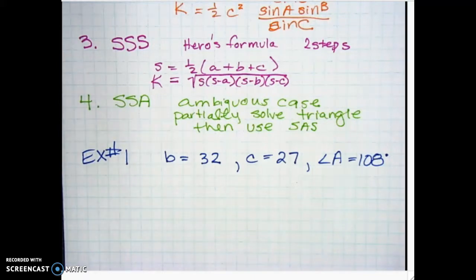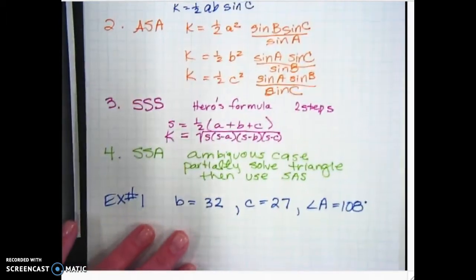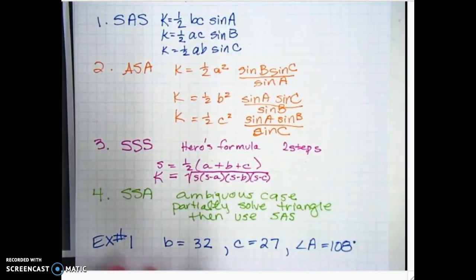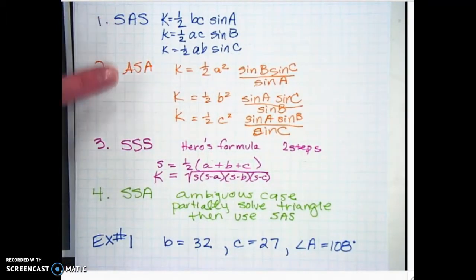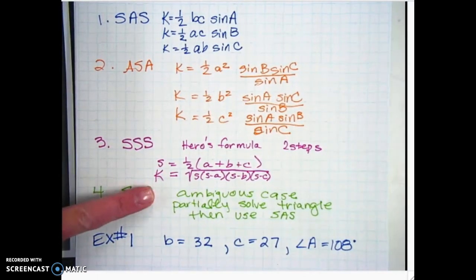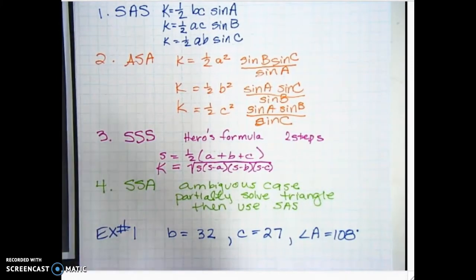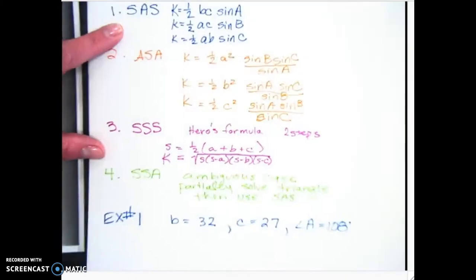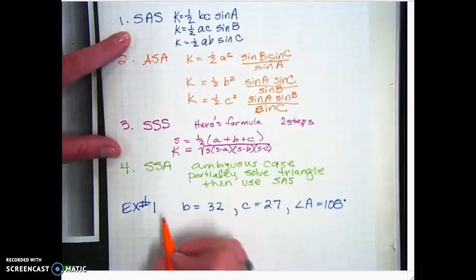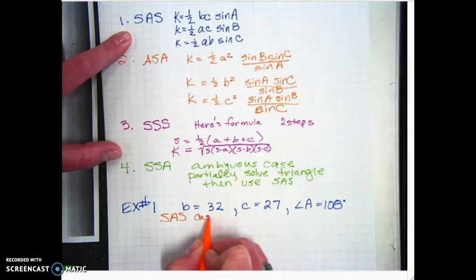So we have to look at our 4 choices, right? From that information given, is that going to be side-angle-side, angle-side-angle, side-side-side, and this one I pretty much told you we're not going to do. So really it's one of the top 3. Which one is it? SAS. So it's the first one. It's side, angle, side. So we're going to do the SAS case.